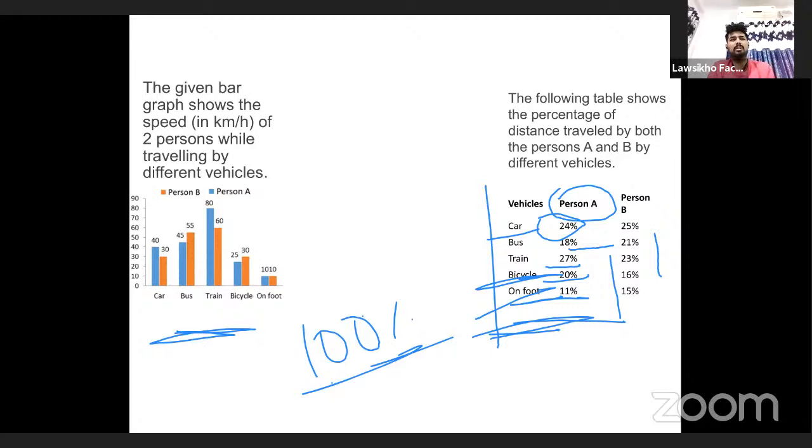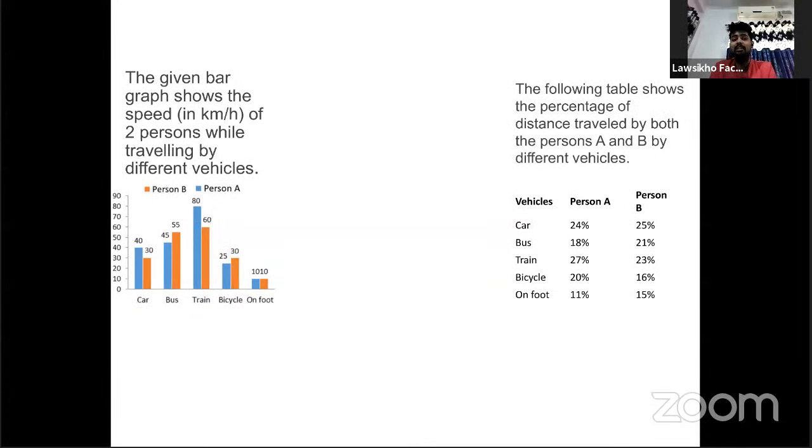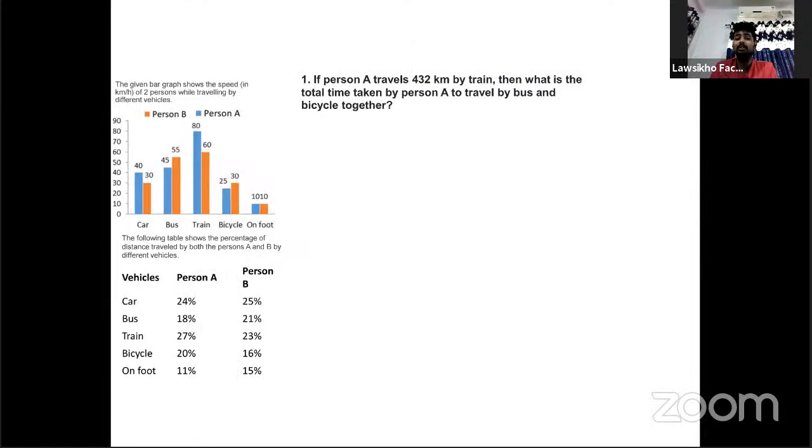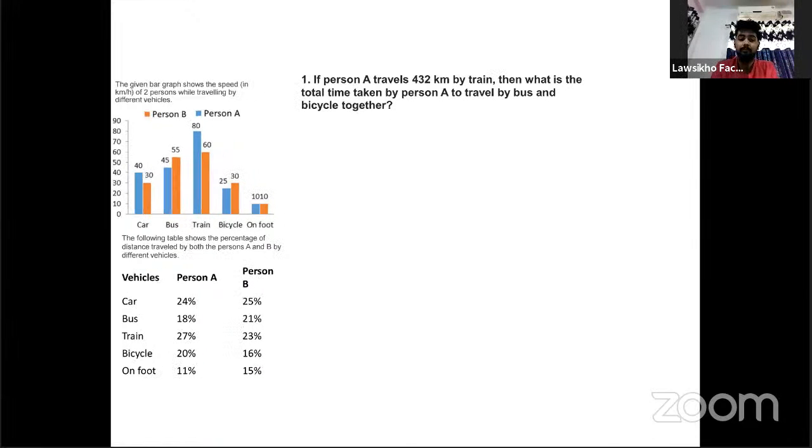So these are some data, or a lot of data, which we have at our disposal, and we'll be referring to these now and then in accordance with the question. So the first question is, if person A travels 432 kilometer by train, then what is the total time taken by person A to travel by bus and bicycle together? Make it.